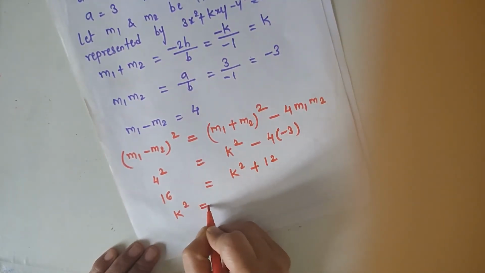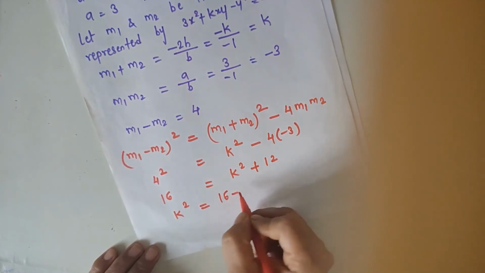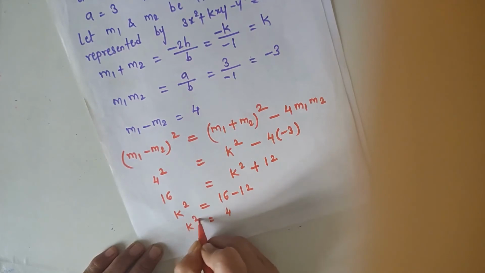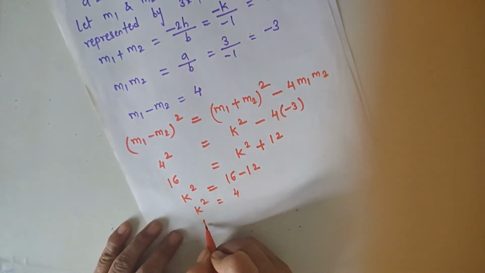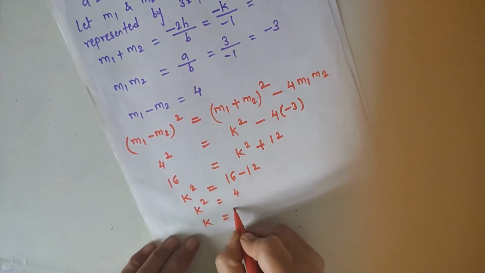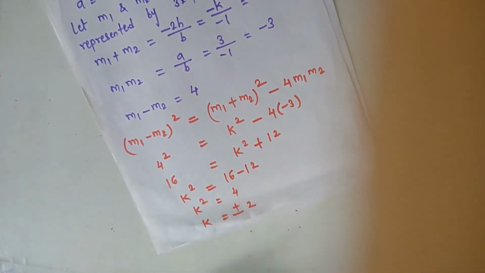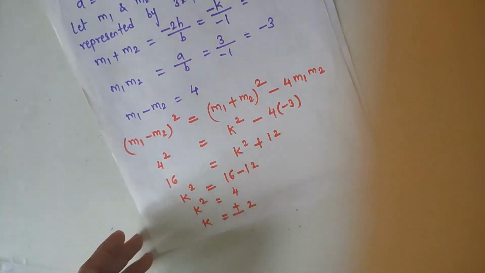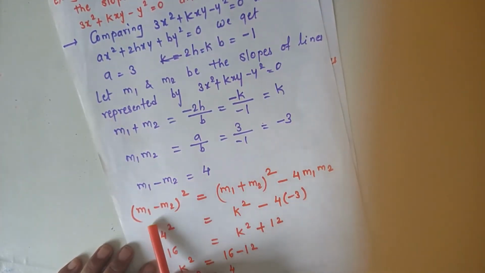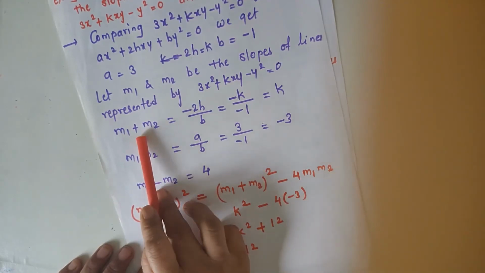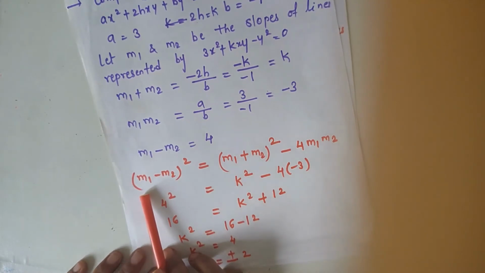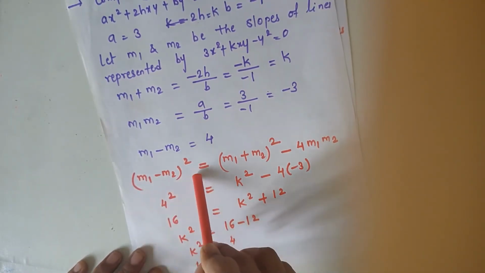By calculating this equation we get k square is equal to 16 minus 12, that is k square is equal to 4, and taking the square root of k square we get k is equal to plus or minus 2. In this way we get the value of k by using the sum of slopes and product of slopes, and also the different form of (m1 minus m2) whole square.